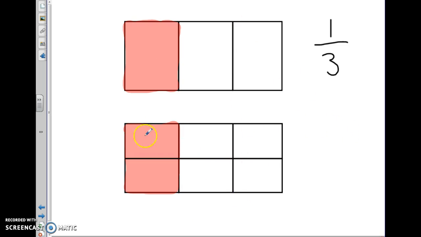Well, now instead of having 1 shaded, because I cut this in half here, we've got 2 pieces that are shaded out of 6 total pieces. So we have the numerator, the number shaded, over the denominator, the number of total pieces including the ones that are shaded, so 2/6. That tells us that 1/3 is the same value as 2/6. It is an equivalent fraction.